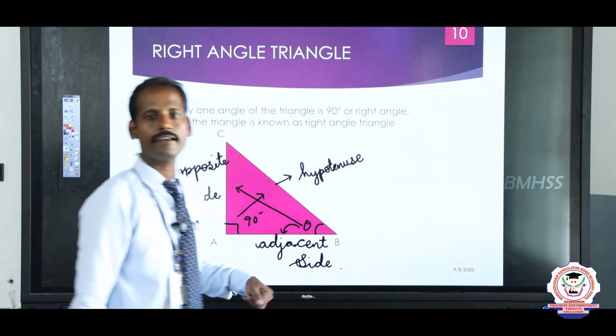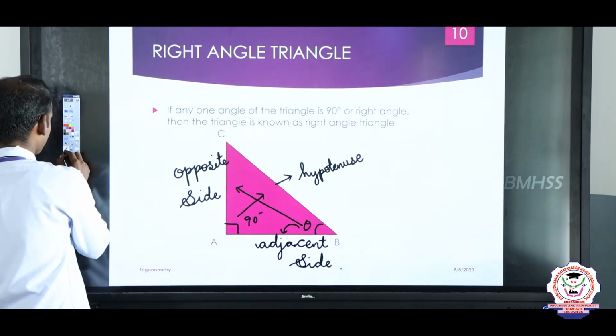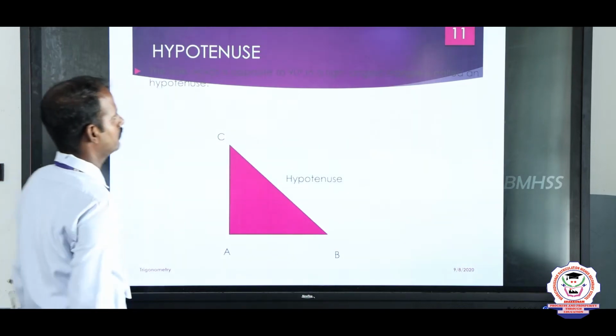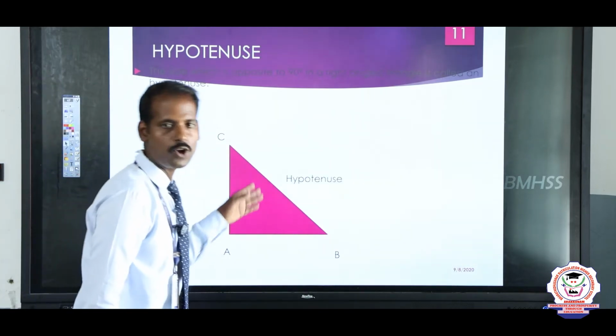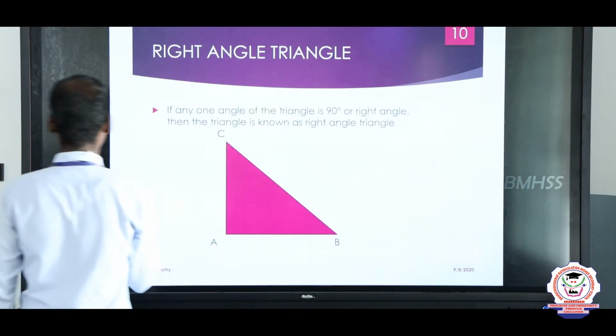This is a right angle triangle. The hypotenuse, already explained, is the side opposite the 90 degree angle.